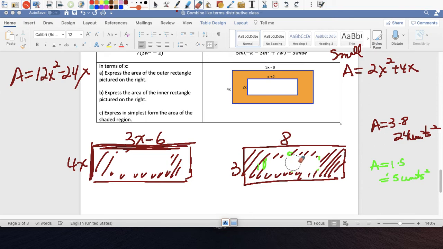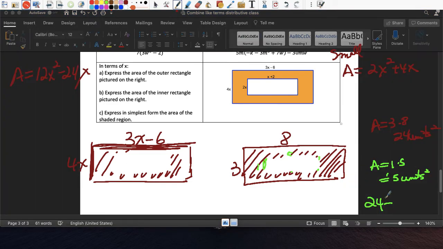And I cut that out. So how much of the original rectangle would I have? In order to find that out, I would do 24, which is the area of the original rectangle, minus 5, which is the area that I cut out. What I have left over is 19 units squared.